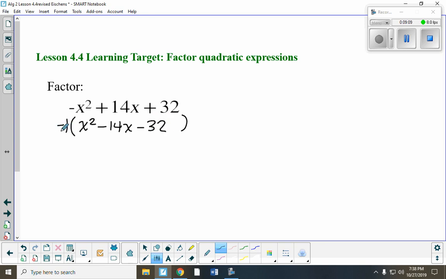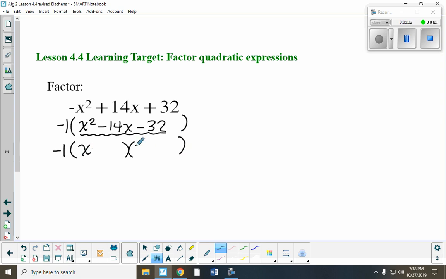Now realize this statement here is equivalent to this one because if we distributed the negative 1 back through, it would be the same as this. So as we factor, we always want to have equivalent statements. So the negative 1 needs to stay out front. Now what we're going to do is factor this.